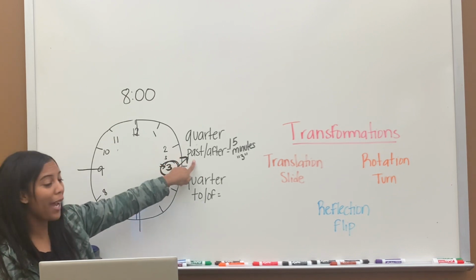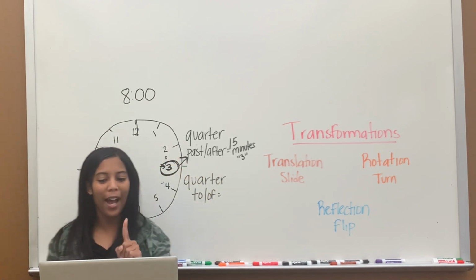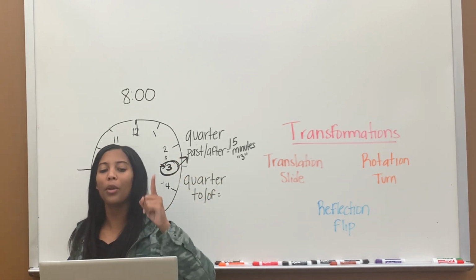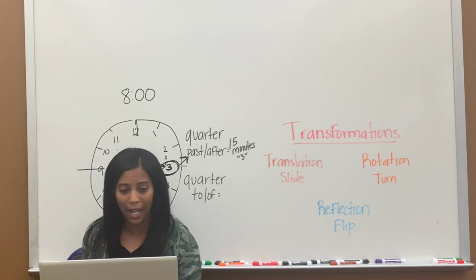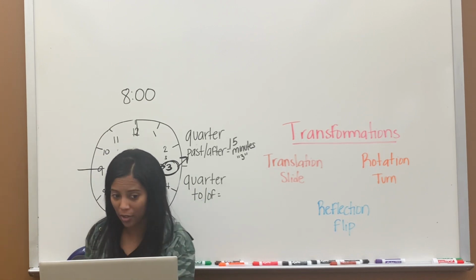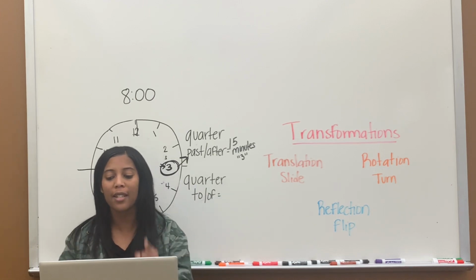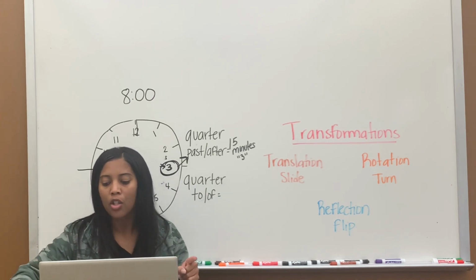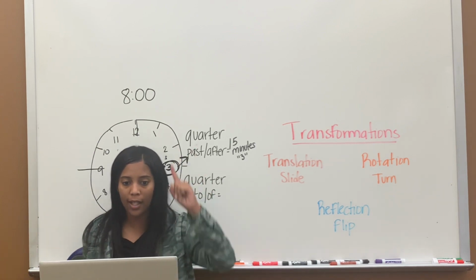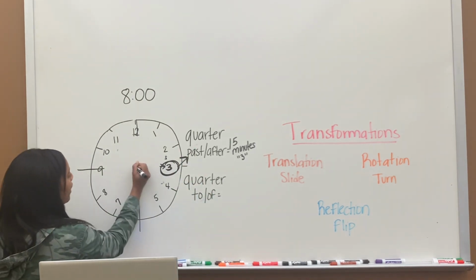8:15 is a quarter past, quarter after. I said it's a quarter to 8. So what that means is it's not 8 o'clock yet. It's almost 8 o'clock, but it's not. That means it's 15 minutes until 8 o'clock. So 15 minutes until 8 o'clock would be 7:45.